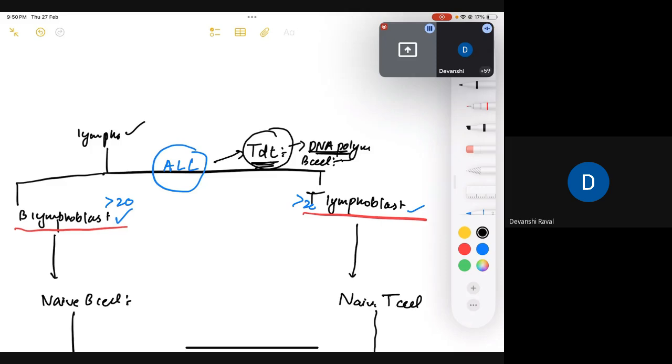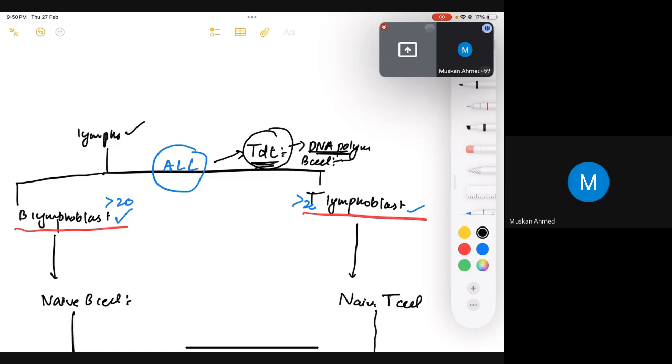How to remember that this DNA polymerase is specific for lymphoblasts? Because we need a lot of DNA polymerase activity in B cells and T cells. B cells have to make a lot of different combinations of antibodies, and different combinations require a lot of genetic involvement. So we require DNA polymerase activity there, right? That's why TdT is specific for the lymphoblastic lineage. Is that clear? This is the reason, or this is how you can remember it. Simple.